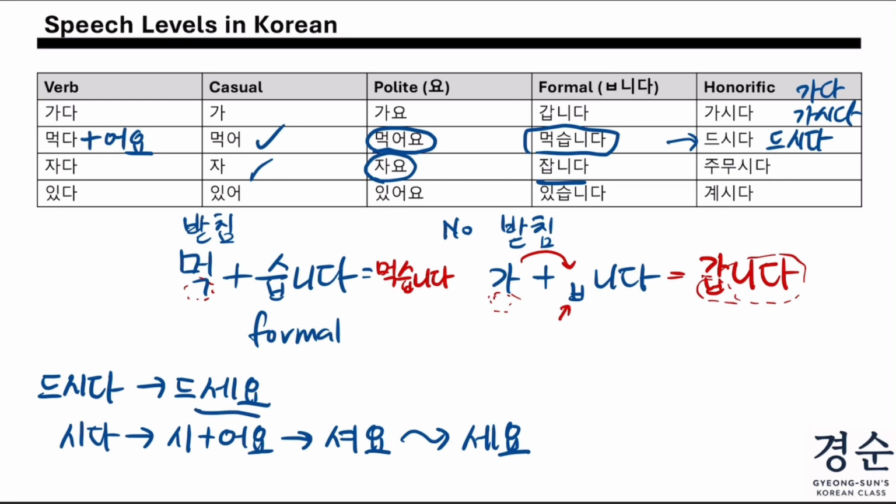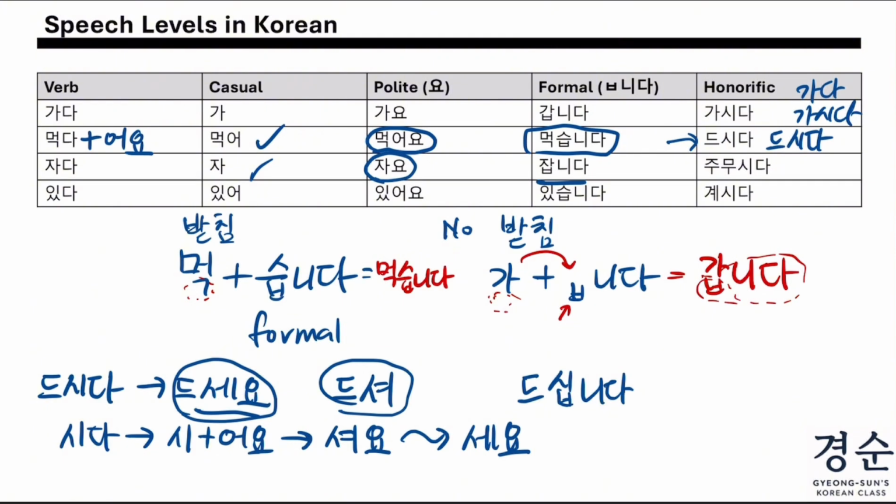Okay, so 드세요. Or basically, if you want to say this but in a casual way, the casual form will be 드셔. Yes, like I said, if it's in the casual form, it's 드셔. But if it's polite, it is 드세요. And for formal, as you can imagine, it is 드십니다, because there is no 받침.